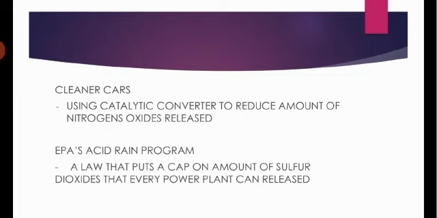And the last one is EPA's acid rain program. What is this? It is a law that puts a cap on the amount of sulfur dioxide that every power plant can release.